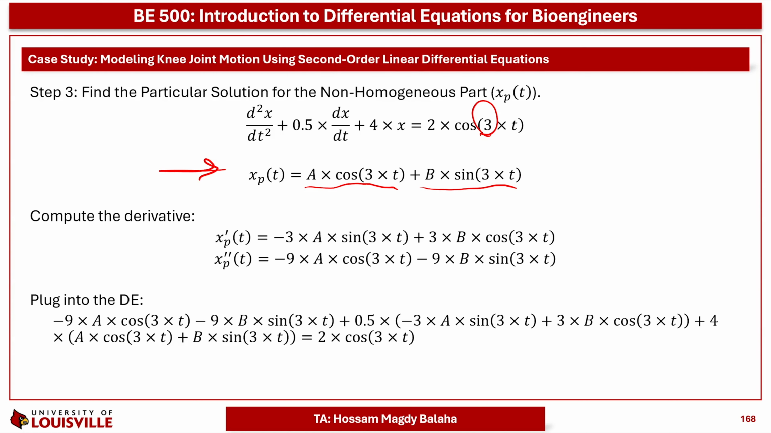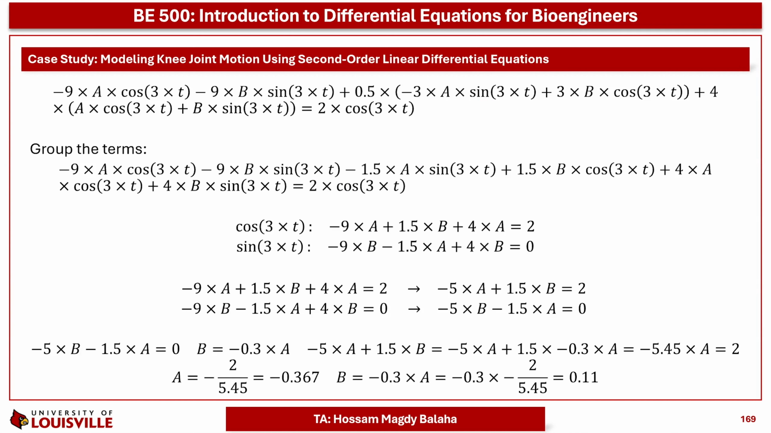So let's compute the first and the second derivative. For a cosine 3t, its derivative will be negative sine multiplied by 3 multiplied by a, and for sine it will be cosine multiplied by 3b. The second derivative: cosine gives negative 3a multiplied by 3, which will be negative 9a, and sine gives negative sine 3b multiplied by 3, which will be negative 9b. Plug xp and the derivatives into the differential equation, and we will get the following substitution.